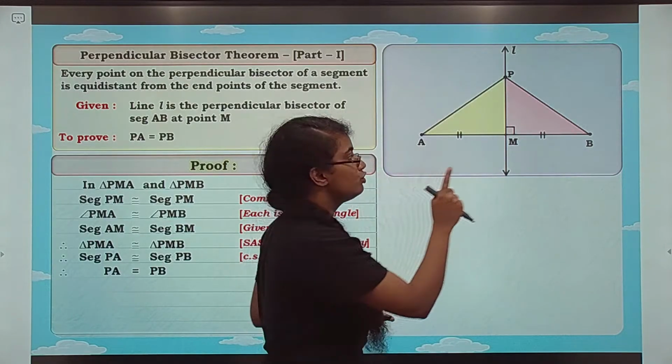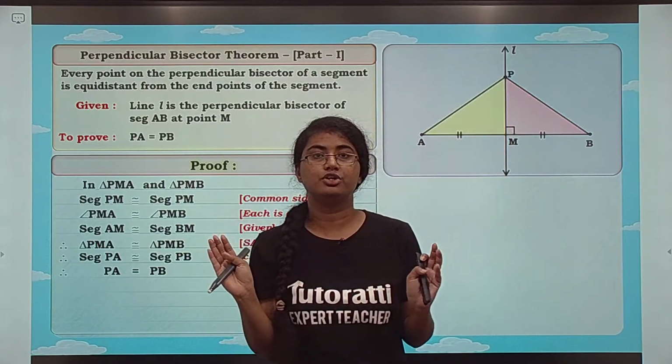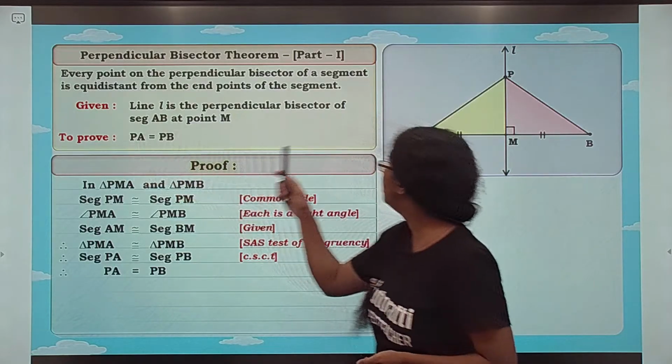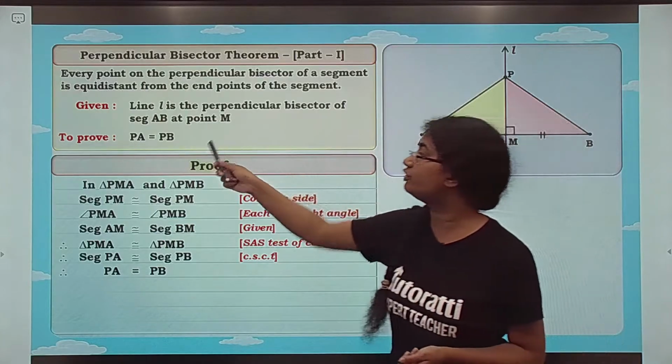Perpendicular bisector है, so do not forget a right angle and congruency in the two sides. ठीक है? Coming back to what we have to prove. We have to prove that this is equidistant. So PA is equals to PB. This is what we have to prove.